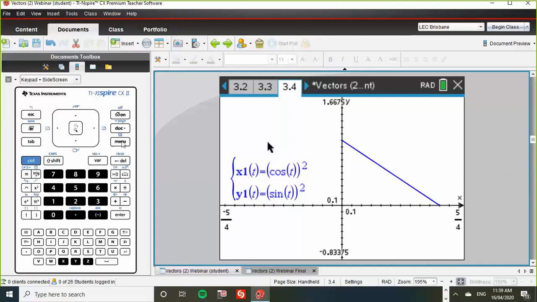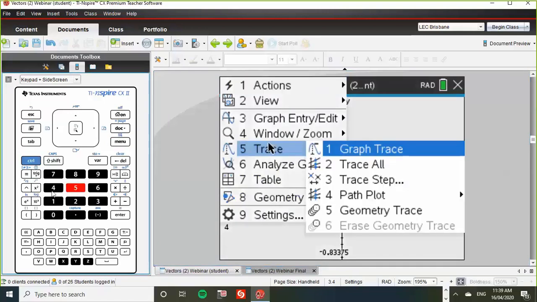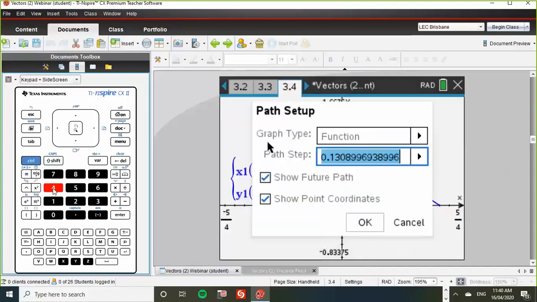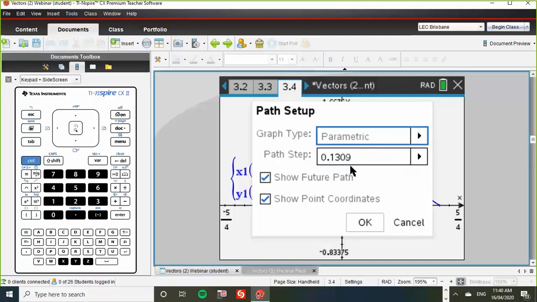If we press menu and go to number 5, trace, and number 4, path plot, you will have access to path plot if you have the most up-to-date operating system, 5.1. So make sure you're always on the most recent operating system. From path plot, we're going to go to number 4, path setup. Now for our graph type, we choose parametric.